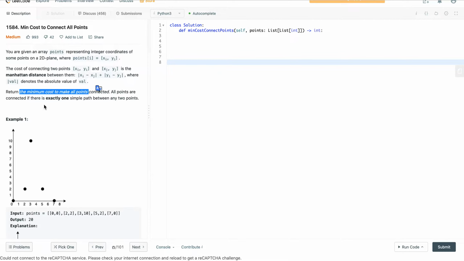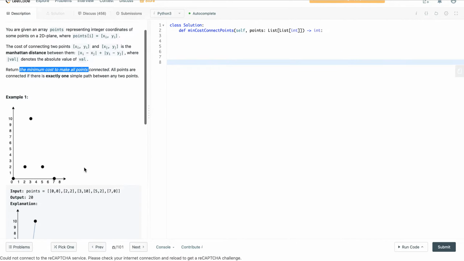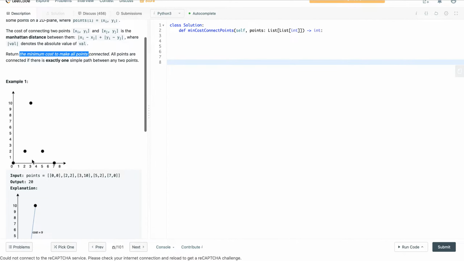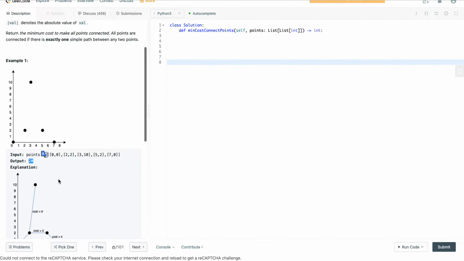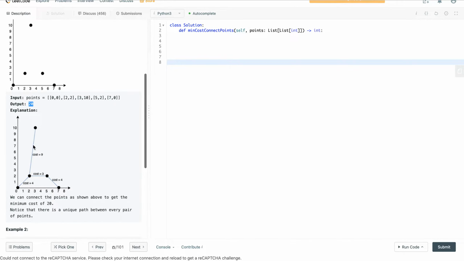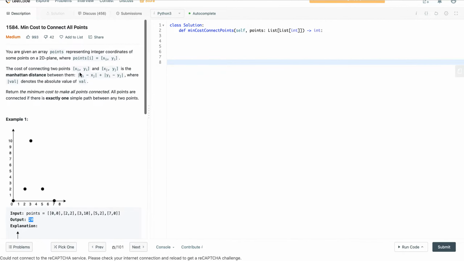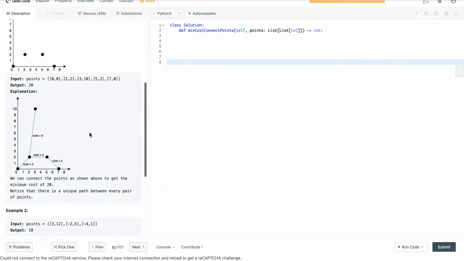All points are connected if there's exactly one path between any 2 points. Let's look at example 1. So this is the graph and these are all the points, and the output is 20. Basically we need to connect these points in a way that it's the minimal cost between them. And how do we know what the cost is? We take the absolute value of the difference in x between 2 points, plus the absolute value of the difference in y between 2 points, to get the cost.